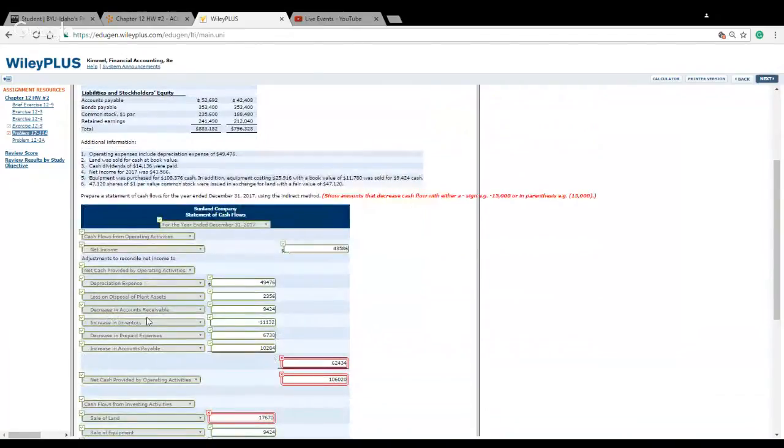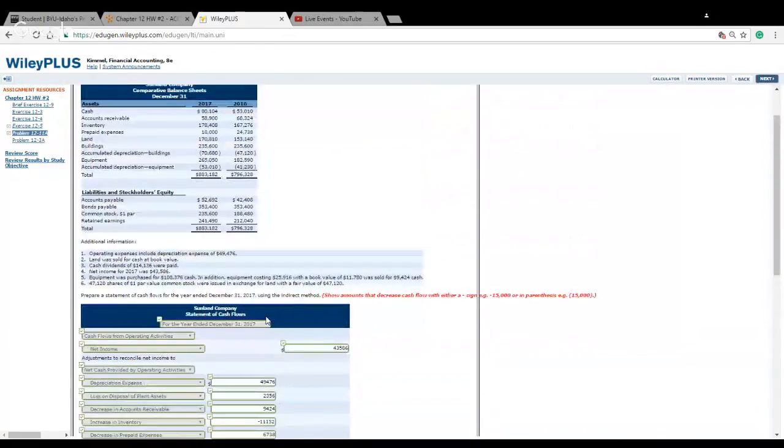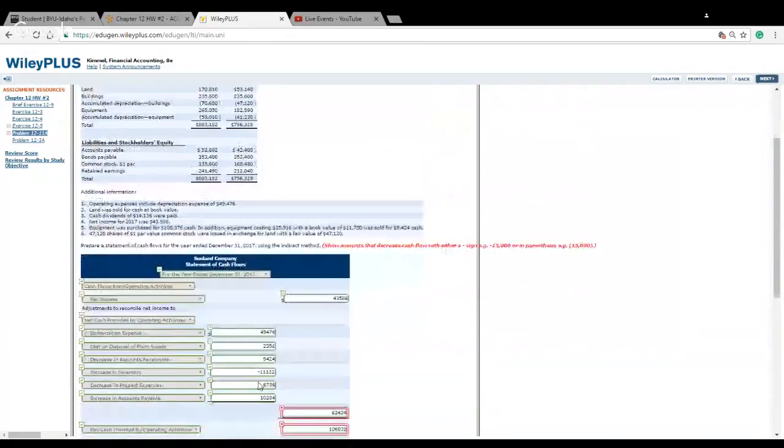The decrease in accounts receivable, 9,424. I got that because I subtracted accounts receivable. So I subtracted 68,324 by 58,900, and that's the answer that I got. So I put the total here.